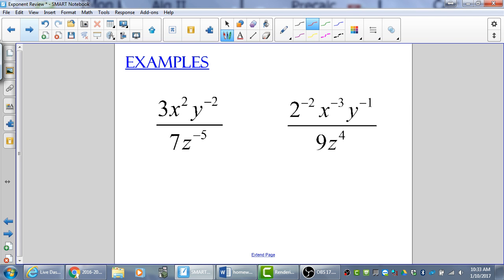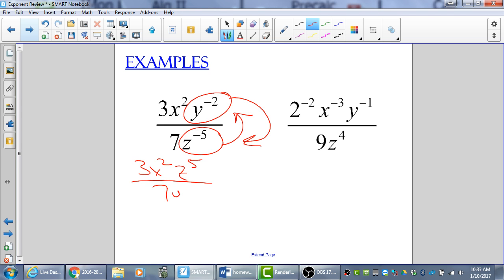More examples. We don't want to leave this one. We don't want to leave this one. So that one's going to go up there. This one's going to go down there. We have 3x squared z to the 5th over 7y squared. So nothing moves except for what has the negative exponents. So I don't move the 7, I don't move the 3, I don't move the x squared.